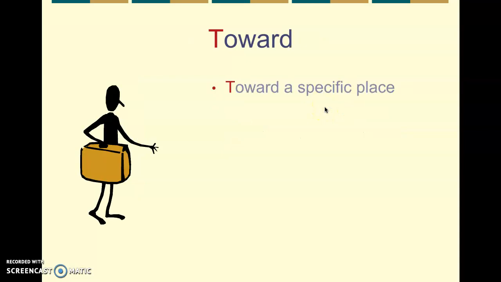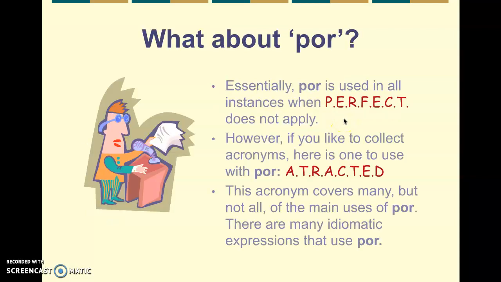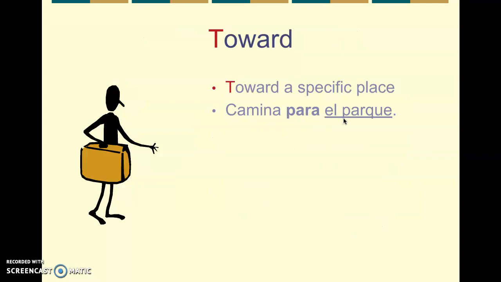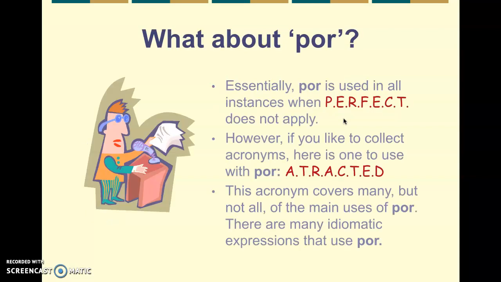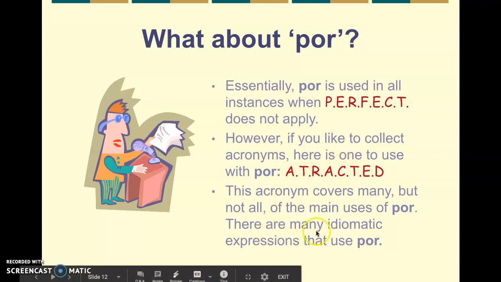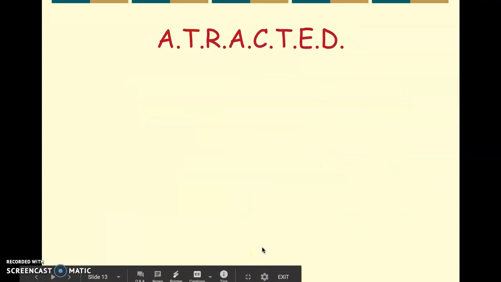Toward. Camino para el parque. So you're going towards the park. También puedes decir como salgo para Madrid. I'm leaving for Madrid. En una vacación o algo. So, por es diferente. Entonces vamos a usar el acrónimo attracted para por. También hay muchas expresiones idiomáticas cuando nosotros usamos por.